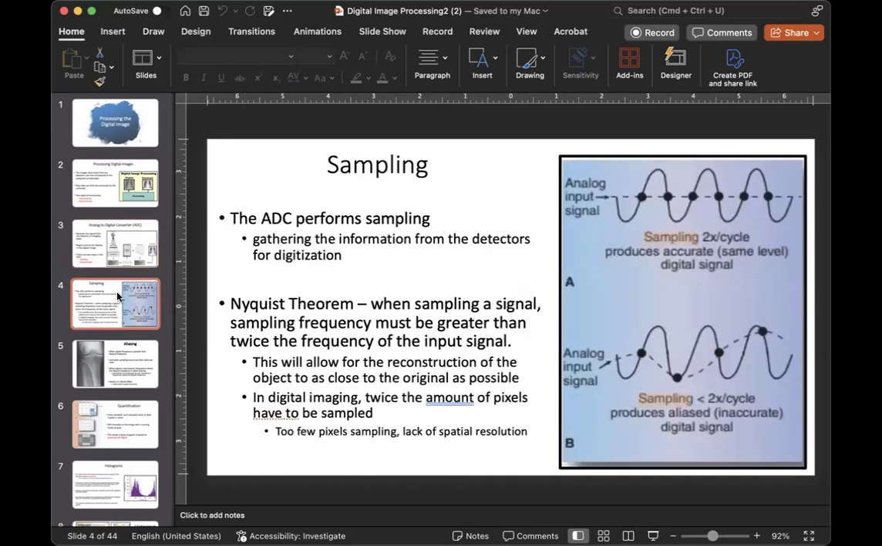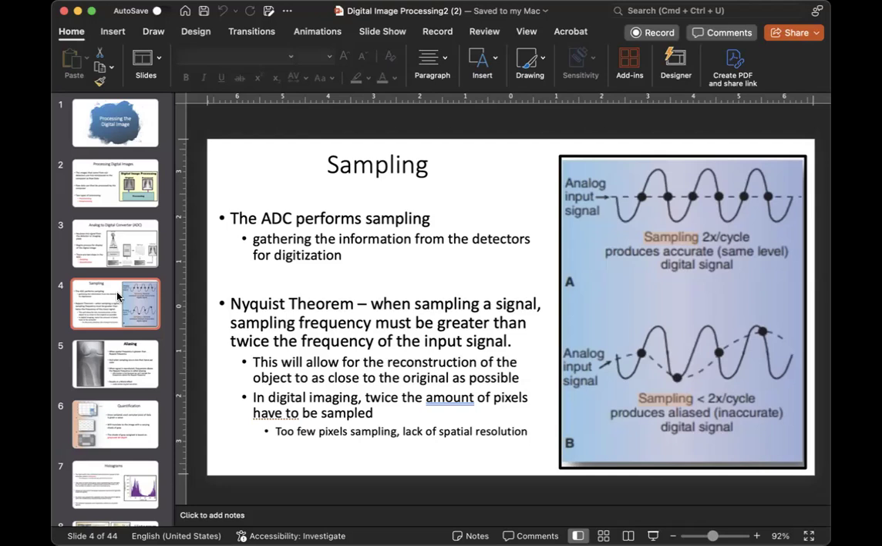And so in sampling, what happens? Sampling basically is taking a representation of what is on the detector and creating an image based on that. And so when we look at things, what we're looking at is the ADC, or the analog to digital converter, is going to perform our sampling. It's going to gather the information that allows for our image to be digitized. Now, there's some parameters that have to be established, or some guidelines that we have to follow with sampling. And those guidelines involve what's called Nyquist theorem.